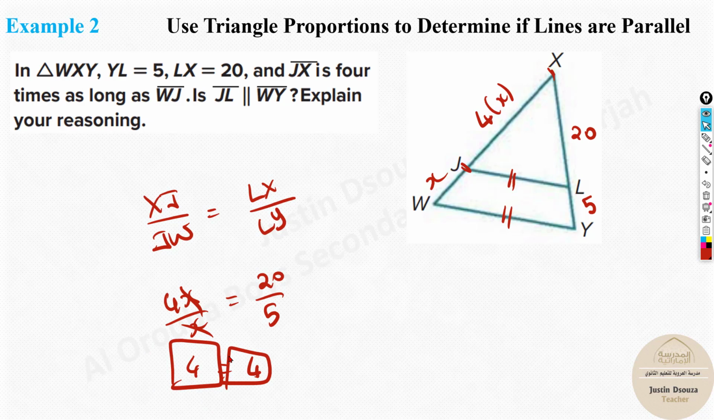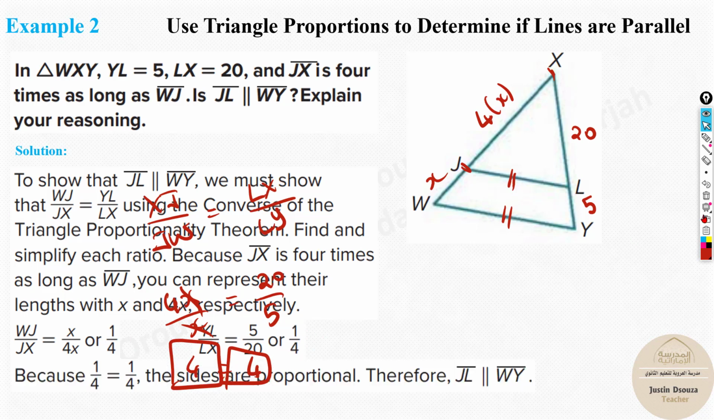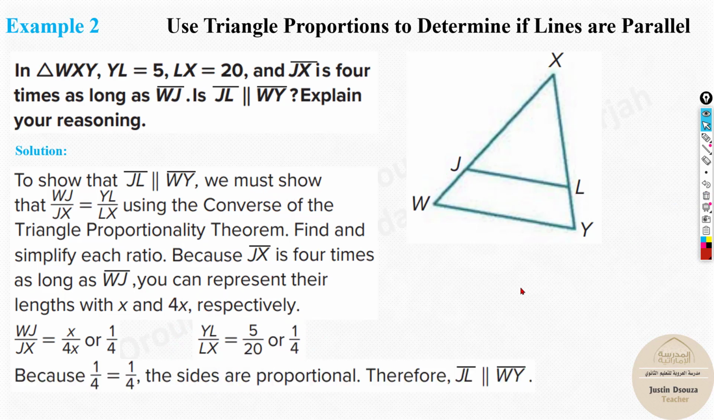I hope it is clear. We just need to write the proportionality, substitute the values and find whether it is proportional. If they are proportional, they are parallel, otherwise no. Same way over here, they have taken the other way around, WJ up, JX down. It's fine as long as you get the same answer. 1/4, 1/4, yes, that's the answer. So this is how we do it.